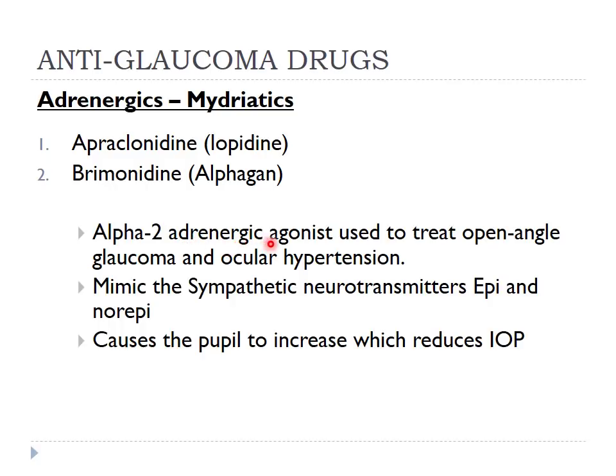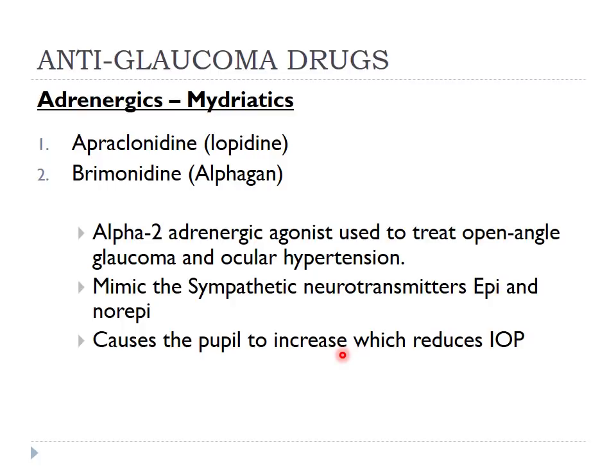So the dines here are alpha-2 adrenergic agonists used to treat open-angle glaucoma and what we call ocular hypertension. Again, too much pressure building up in the eyeball. And these mimic the sympathetic neurotransmitters epinephrine and norepinephrine. They cause the pupil to increase, which decreases intraocular pressure. So two mechanisms of action so far that you have to take away to reduce pressure in the eyeball. You can reduce the fluid in the eyeball by having it flow out. That was on the previous two slides. Now we have a different mechanism of action here, which is dilating the pupil.